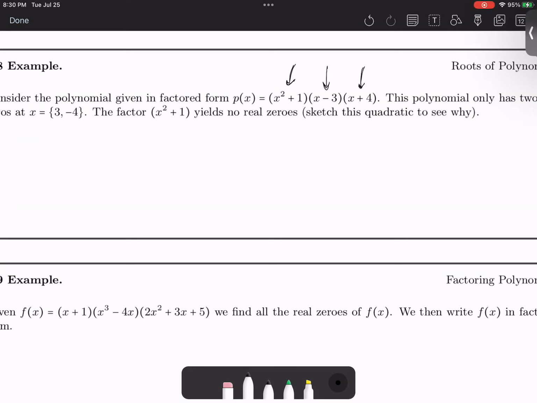So if you were to multiply all of this together, you'd end up with x to the fourth plus something x cubed and something x squared. But it's a fourth degree polynomial, right? There's 4 x's over here.